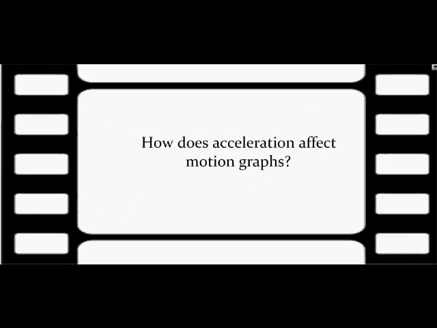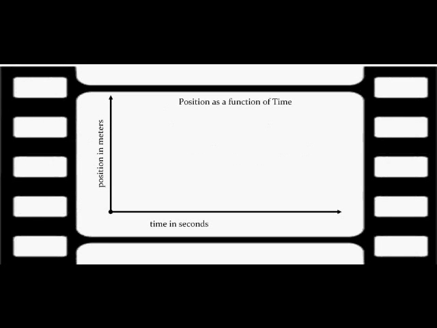Now we want to take a look at how acceleration affects motion graphs. The first and most common motion graph is position as a function of time. You will remember that a constant velocity makes a constant slope on a position versus time graph. Now, if the slope of a position versus time graph is equal to the velocity, and an acceleration is a changing velocity, that means that we'll start to draw a line with a changing slope. That's going to look like a curve.